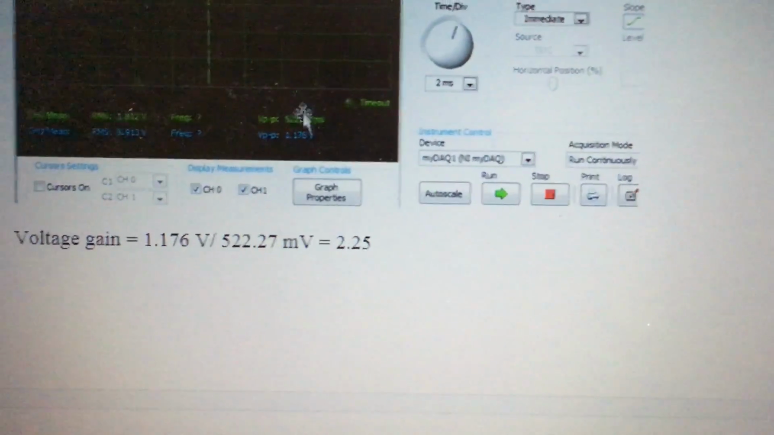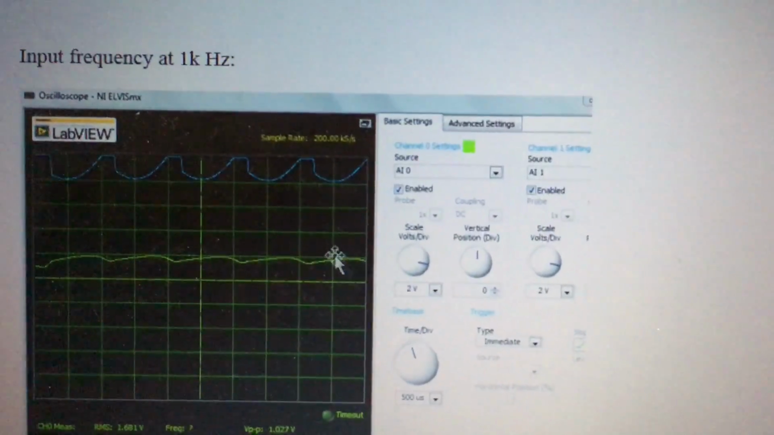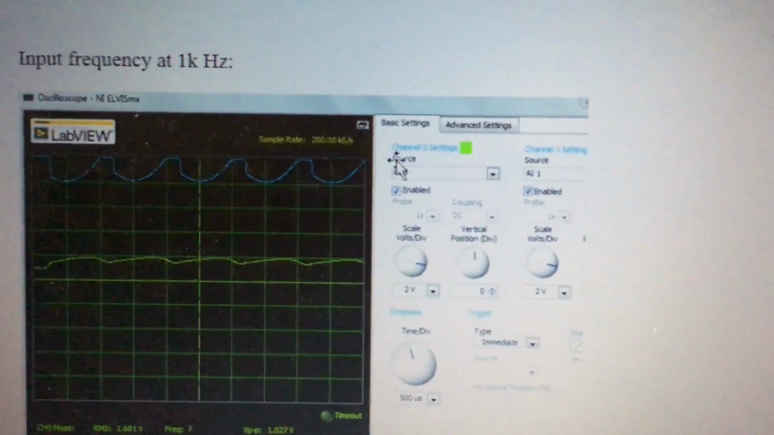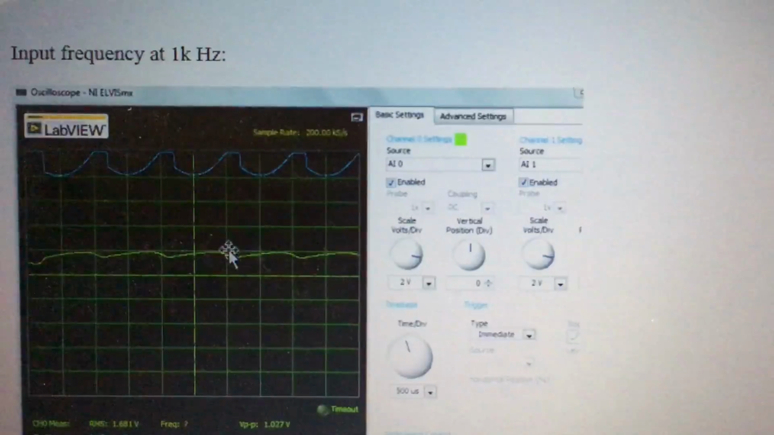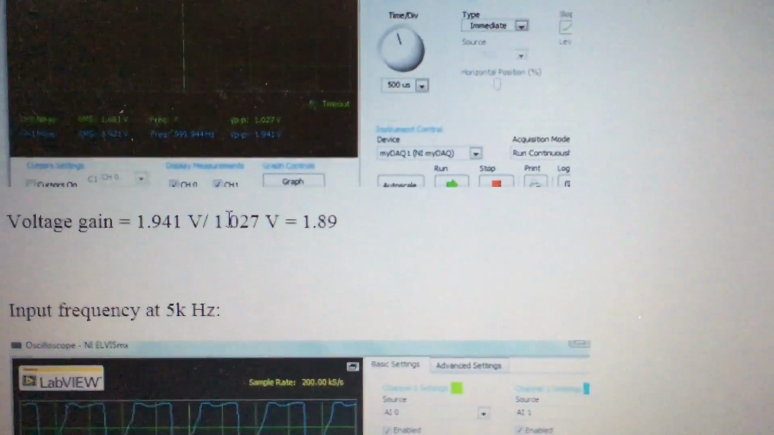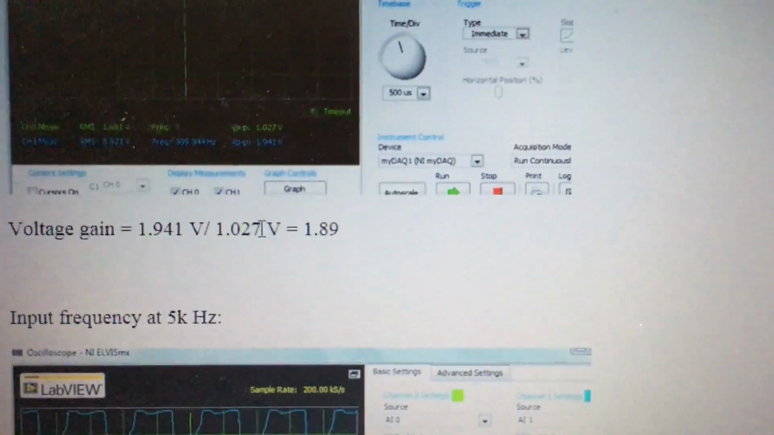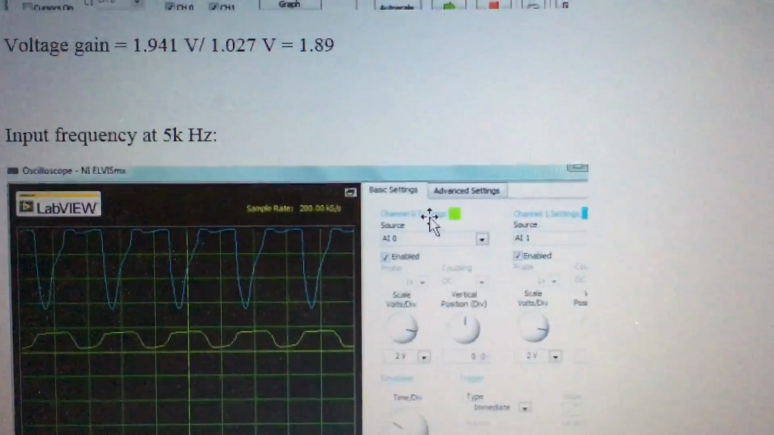With the measured results it is a voltage gain of 2.25, and at 1 kilohertz you can see that the output is actually increasing much more now. The sine wave is more visible. The input's still a bit low. 1.941 volts peak to peak over 1.027 volts peak to peak for the input, and 1.89 amplification.